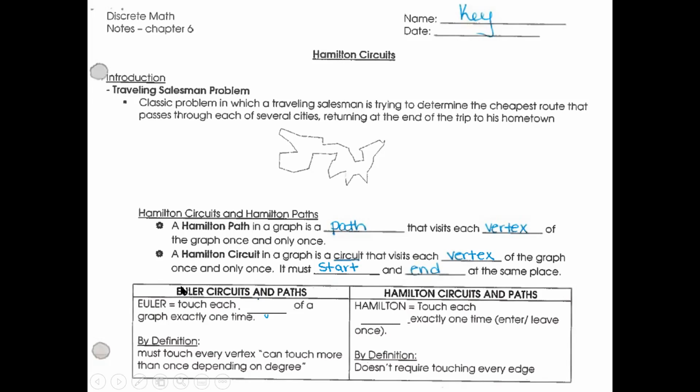So then let's fill in the blank. Euler circuits and path. Euler equals touch each edge of the graph exactly once, and by definition must touch every vertex, can touch more than once depending on the degrees. Hamilton can only touch each vertex exactly one time, and it doesn't require to touch every edge.